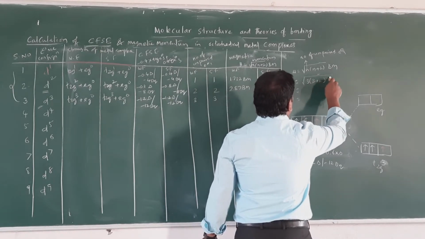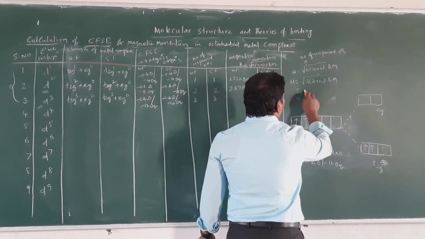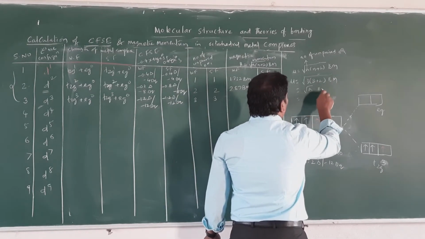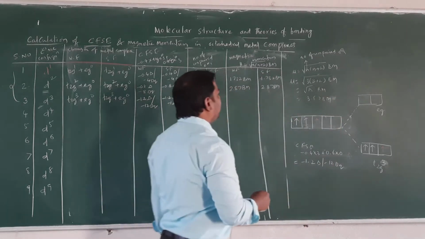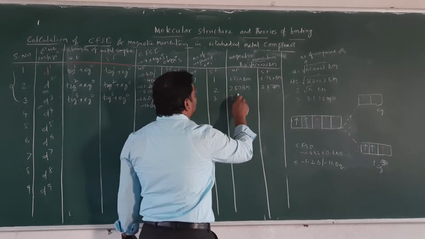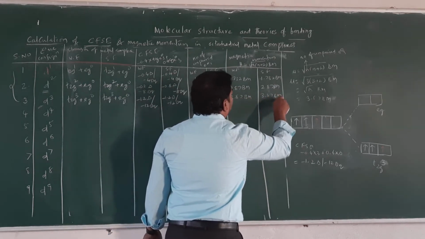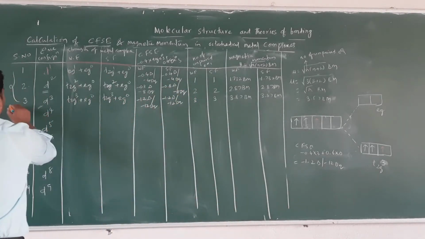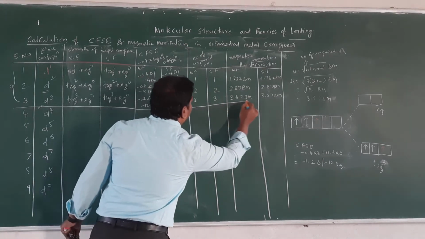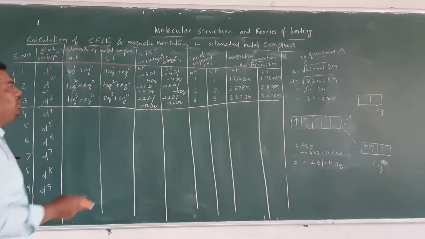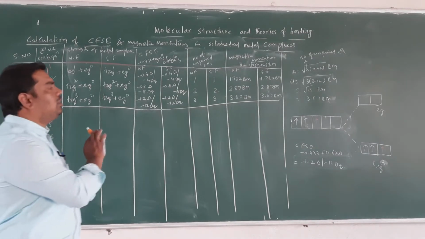So therefore 3 into 3 plus 2 Bohr magneton. 3 plus 2 means 5. So it indicates root 15 magnetic moment, that is equal to 3.87 Bohr magneton. This is similar for weak field and strong field metal complex. So the weak field and strong field CFSE values and magnetic moment values are the same for D1, D2, D3. Whether it is a strong field or a weak field complex, the values are the same.